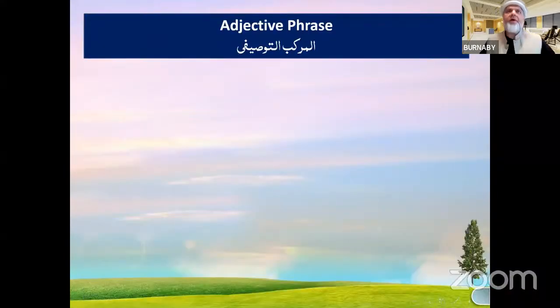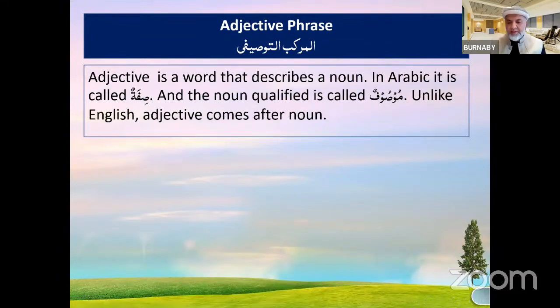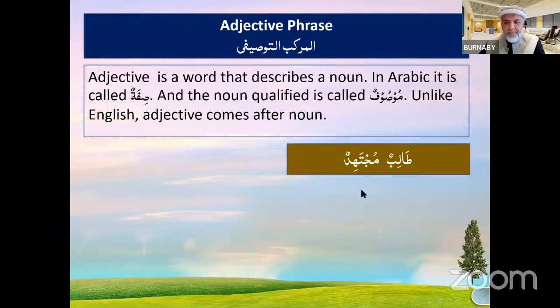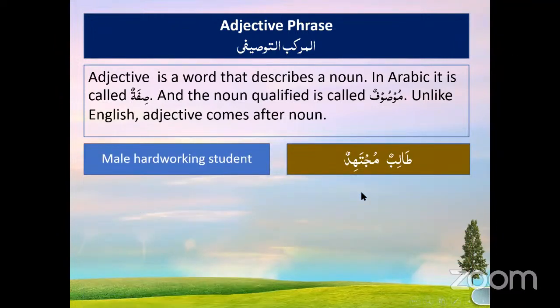Okay, so today I want to talk about Murakkab-e Tawseefi. From the Tawseefi, we have already picked up a few things, and let's just quickly go over that. Adjective is a word that describes a noun. In Arabic, it is called sifa, and the noun qualified is called mausuf. Unlike English, adjectives come after the noun. Okay, so let's see. Talibun mujtahidun. What did this mean? Hardworking.